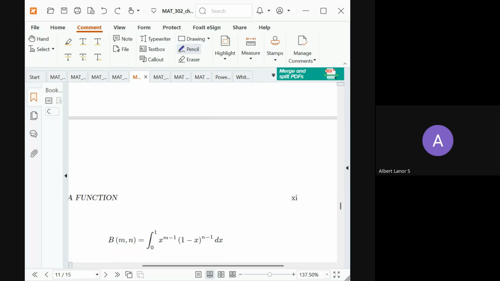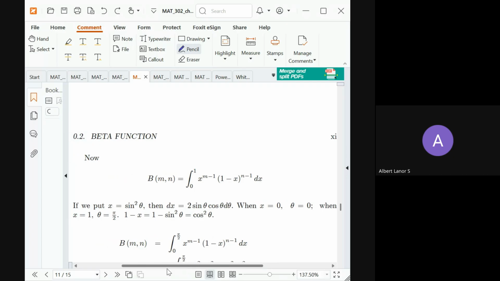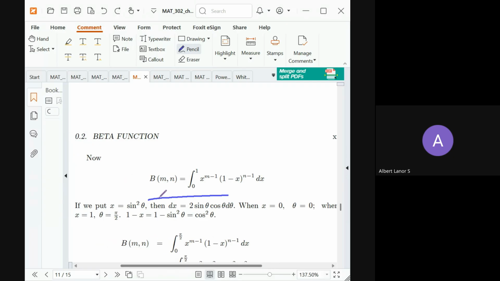Now, alternative form of the beta function. Sometimes we write it differently, so let's prove the alternative form. Now, the beta function is given by this. If your differentiation was good, you can set x to be equal to sine squared theta. When you differentiate it, you have dx is 2 sine theta cos theta d theta. Now, when x is 0, theta is 0. We are changing the limits. When x is 1, we have pi on 2.